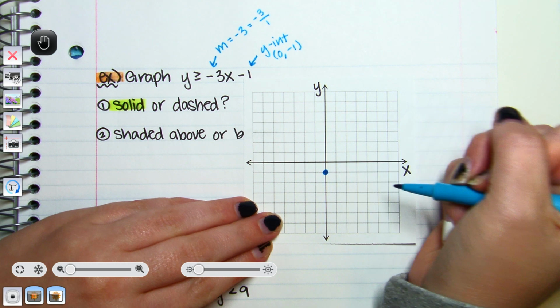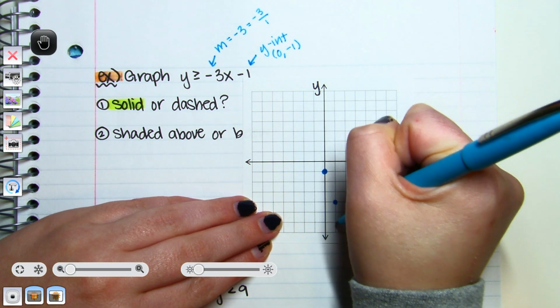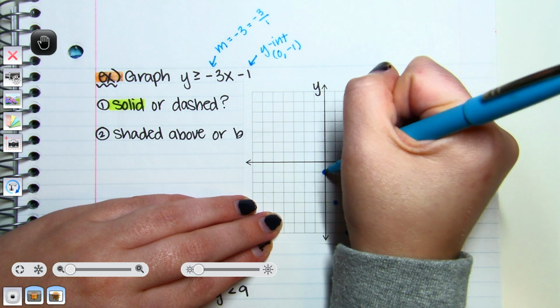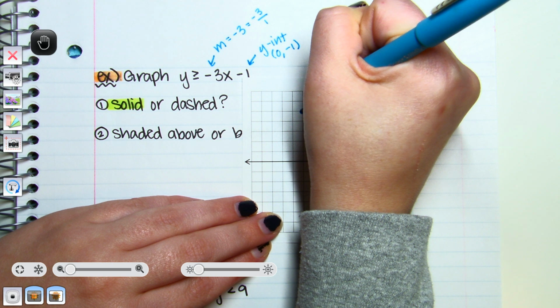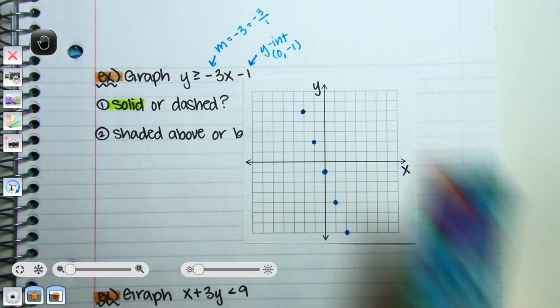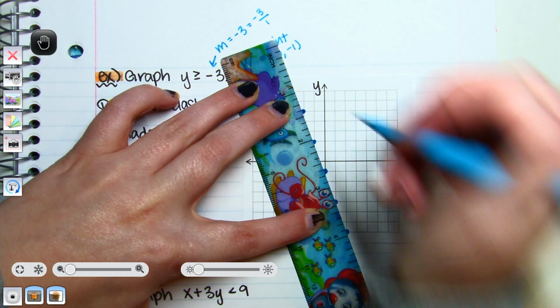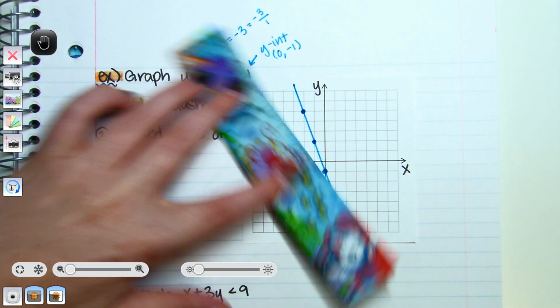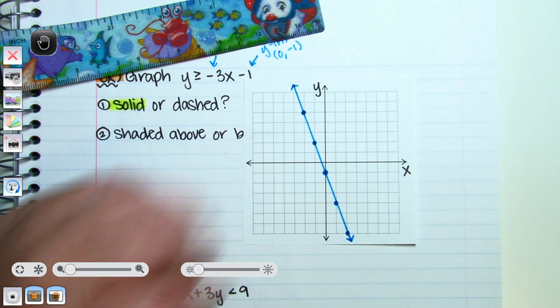So you can either make the 3 be negative, so down 3 to the right 1, down 3 to the right 1. Remember, I always say minimum of 3 points to graph these. Or you can make the 1 negative and go up 3 to the left 1, up 3 to the left 1. Either way works, whichever you prefer. So this line is also going to be solid. So connect all the points. There we go.